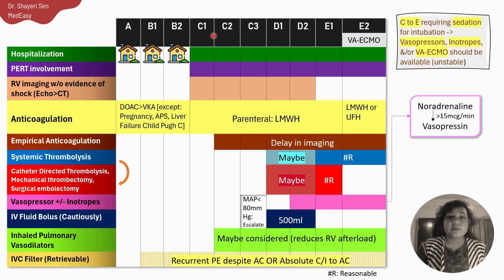Now, category C to E patients who are requiring sedation for intubation, for these patients, we are also going to keep vasopressors, inotropes, and the VA ECMO, that is veno-arterial ECMO, ready, so that these might be available anytime the patient becomes unstable. And in E2 patients, that is a patient with cardiac arrest and so on, the guideline specifies using a VA ECMO for better management, right?